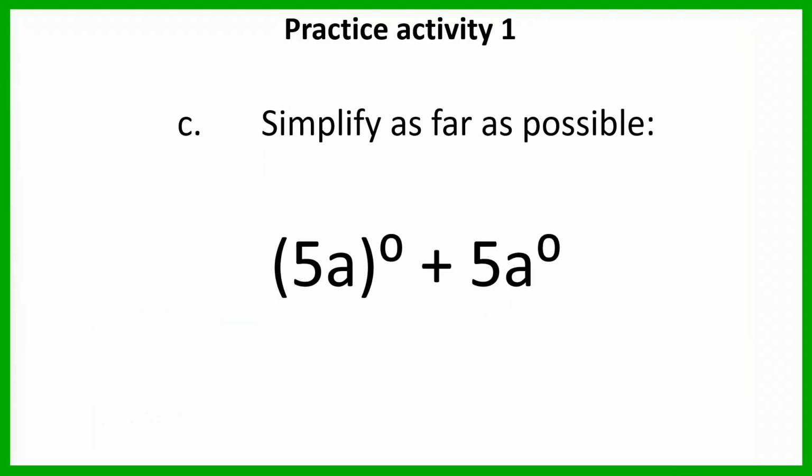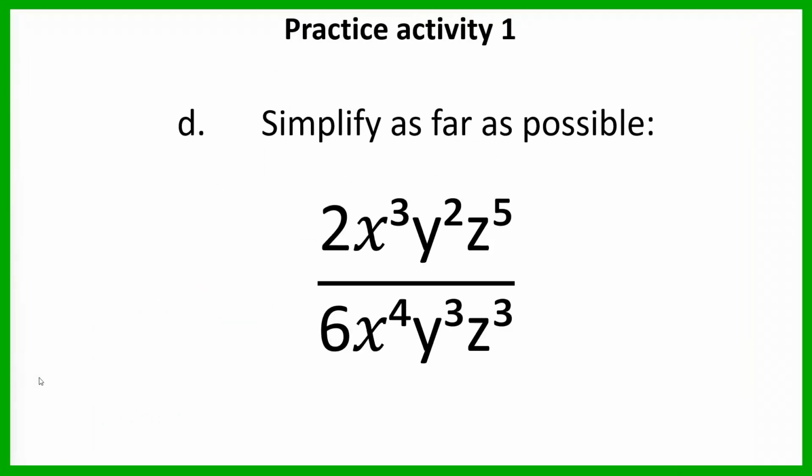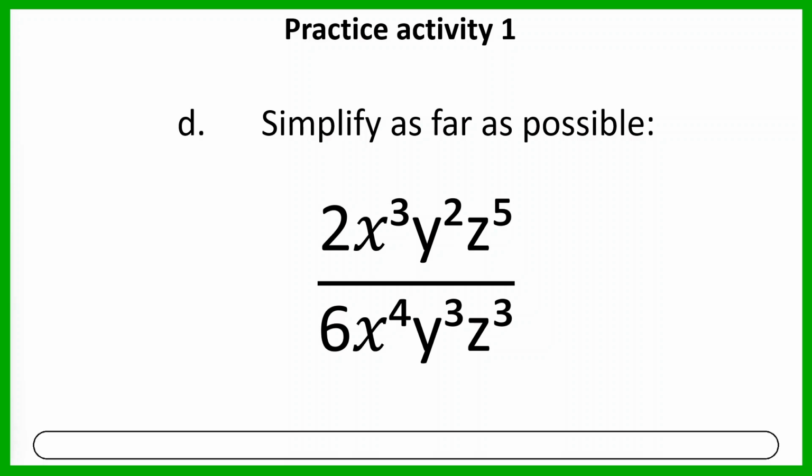Okay, next one. For question D, you've got a fraction where the numerator is 2x cubed y squared z to the power of 5 over the denominator, which is 6x to the power of 4 y cubed z cubed. I'm going to give you 1 minute to work this one out.